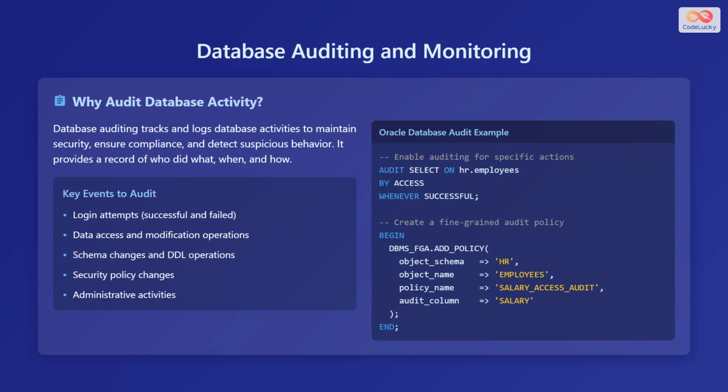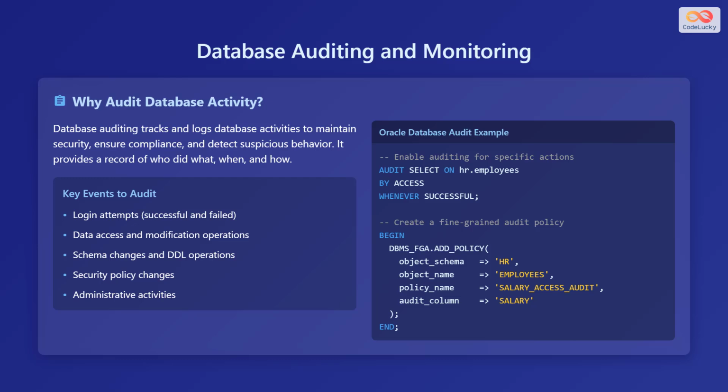Let's delve into database auditing and monitoring. These practices are crucial for maintaining security, ensuring compliance, and detecting suspicious activities. Database auditing tracks and logs database activities to maintain security, ensure compliance, and detect suspicious behavior. It provides a record of who did what, when, and how. Key events to audit include login attempts, both successful and failed ones, data access and modification operations, schema changes and data definition language operations, security policy changes, and administrative activities.